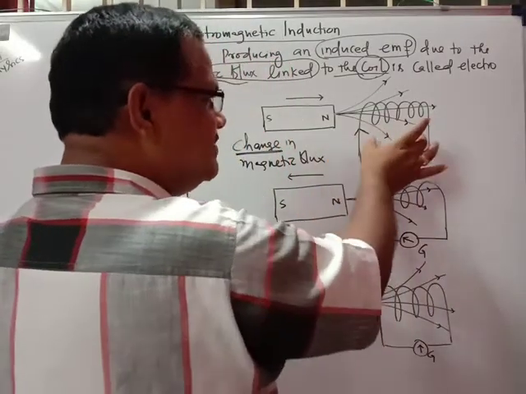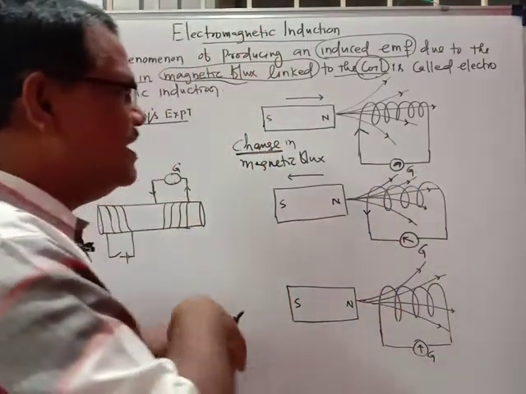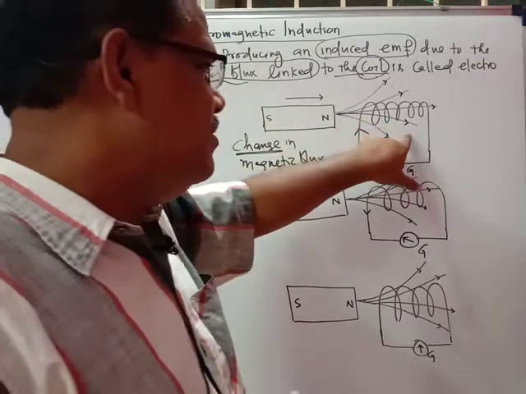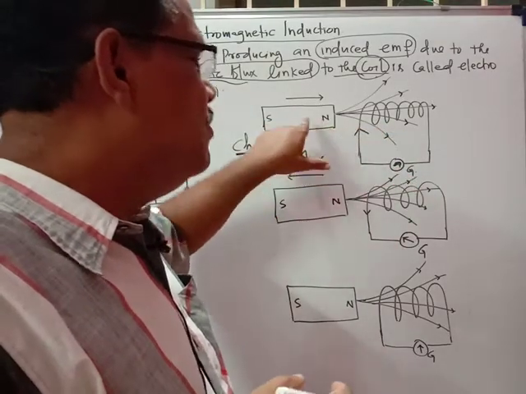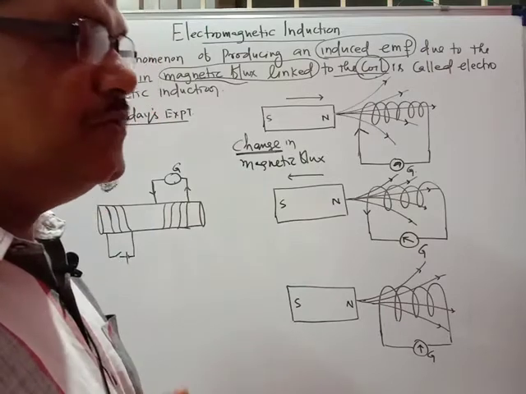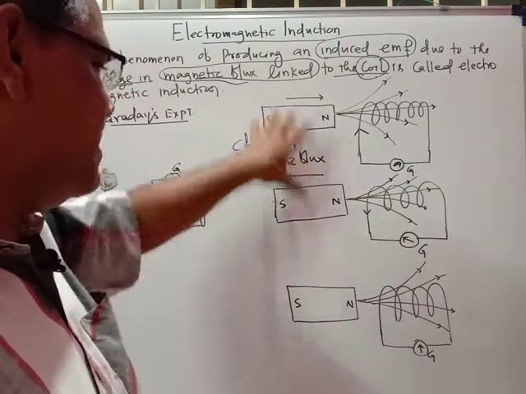So what happens if the coil is moving? In that case also you get the induced current. Either the magnet is moving towards the coil, or the coil is moving towards the magnet, or both are moving relative to each other. In all these cases we get the induced current. That is the case for the bar magnet.